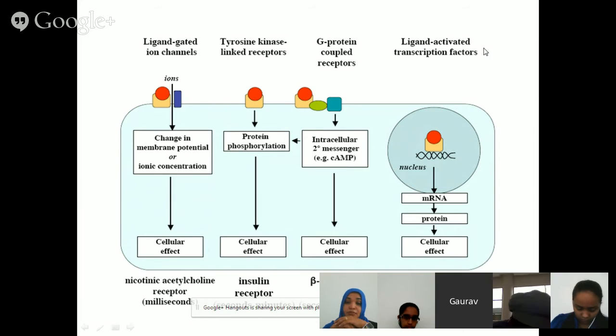Last is ligand activated transcription factor. These ligand activated transcription factor receptors are present inside a cell. After making a complex with the steroids, they will enter the nucleus and transcribe mRNA, leading to protein synthesis and producing different types of cellular responses. An example is the estrogen receptor.